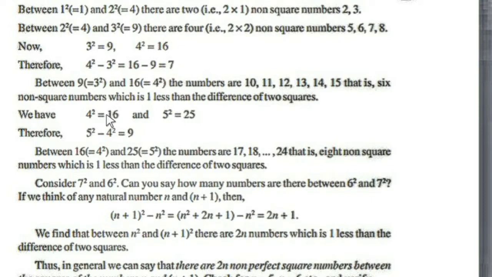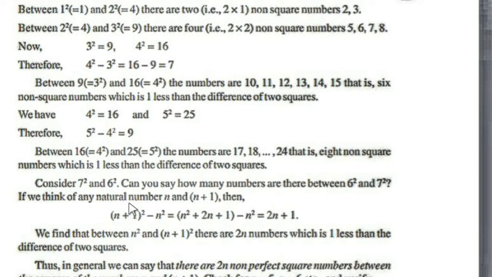Now we have 4 square equal to 16 and 5 square equal to 25. So 5 square minus 4 square equal to 9. Between 16, that is 4 square, and 25, that is 5 square, the numbers are 17, 18, 19 up to 24, that is 8 non-square numbers, which is 1 less than the difference of the two squares. See, we are getting 8 non-square numbers and the difference of the two squares is 9. So it is 1 less than 9. Consider 7 square and 6 square. Can you say how many numbers are there between 6 square and 7 square?